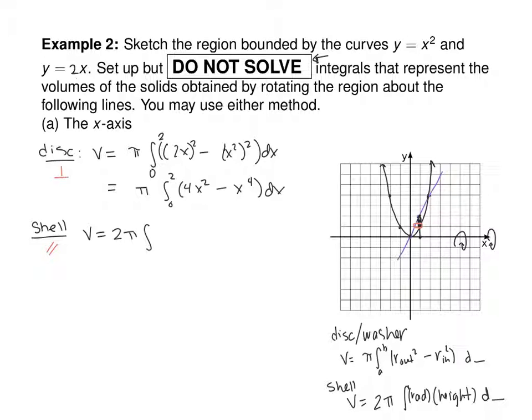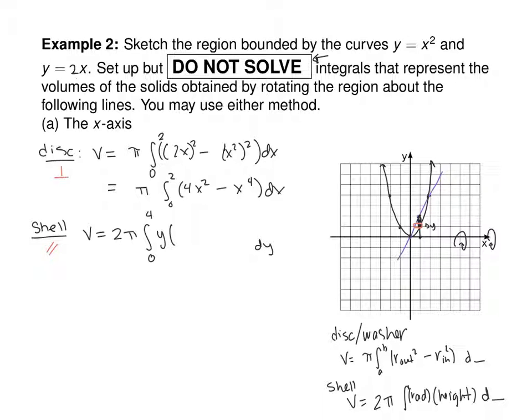Now, the first thing that changes here are the bounds. Because these slices are horizontal, they have a width of delta y, which means we're going to have a dy, and the bounds now need to be y values, so 0 to 4. Now the radius, distance from axis of rotation out to slice, is just y, and the height will be the top curve minus the bottom curve.